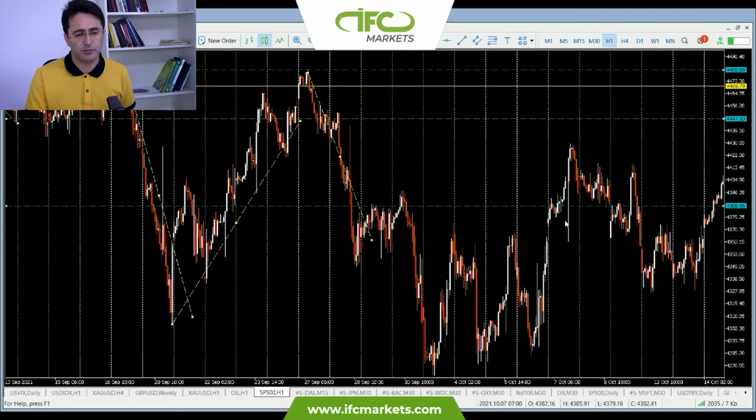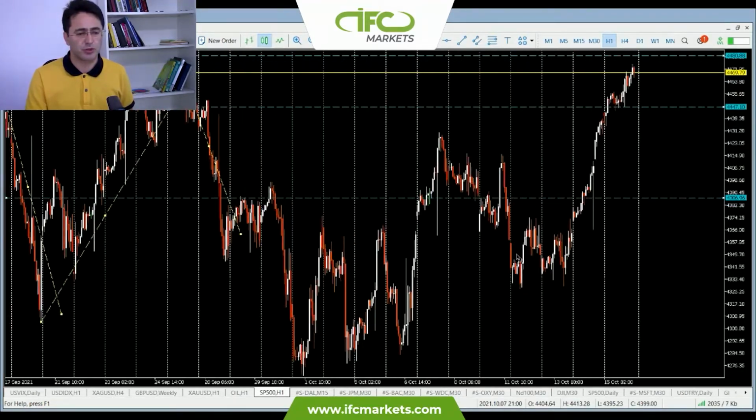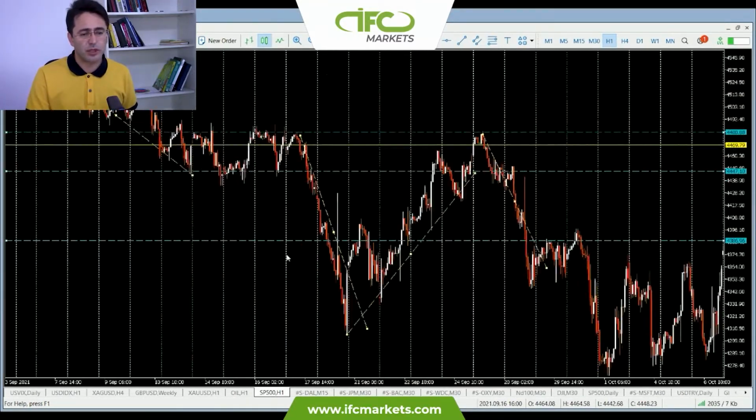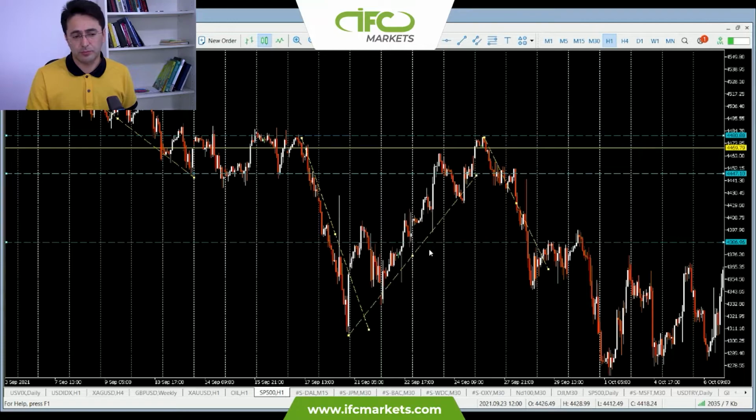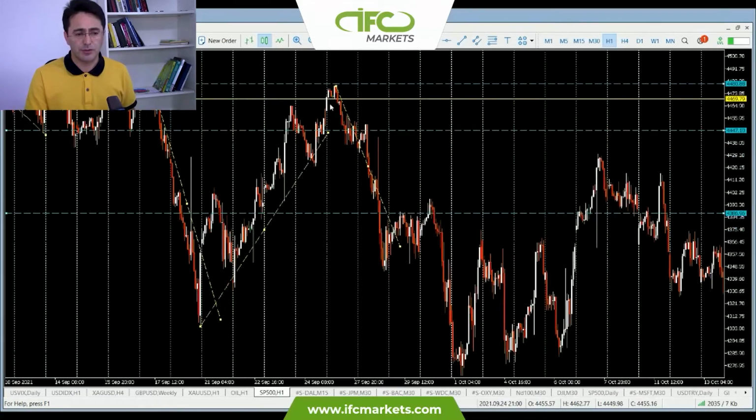This level was very important, around 4,385 somewhere here, tested several times. So again, it crossed this level and continued the reverse. The trend was a reversal. Yes, it was the reversal pattern. And here again, it was a reversal pattern.